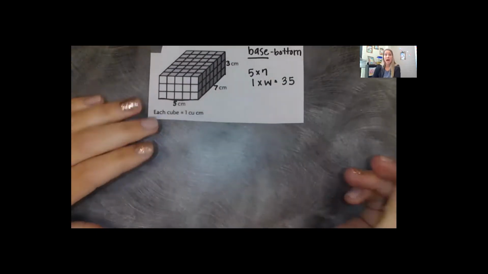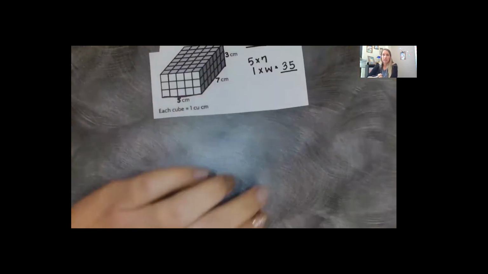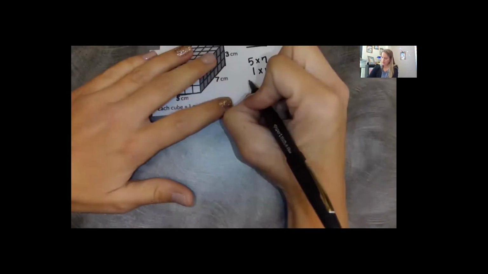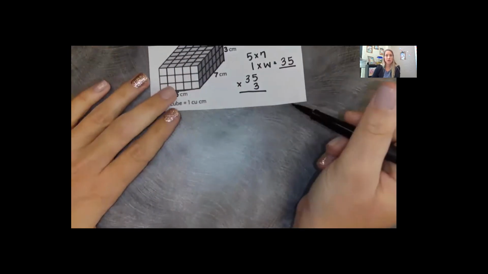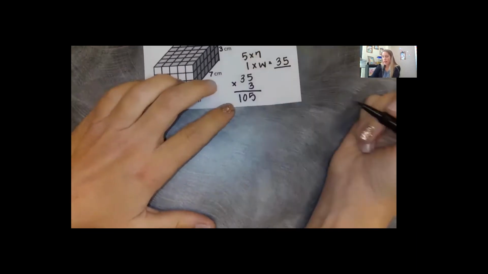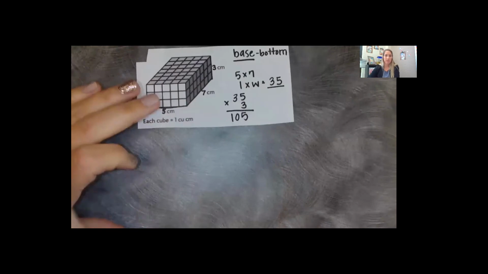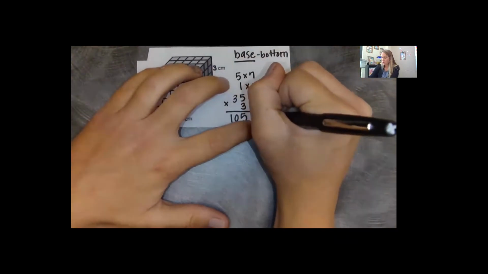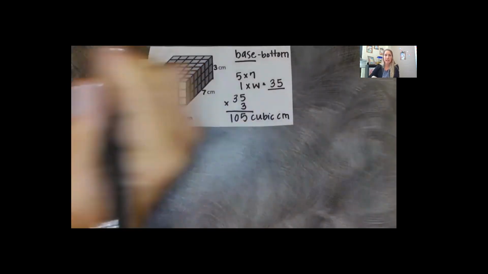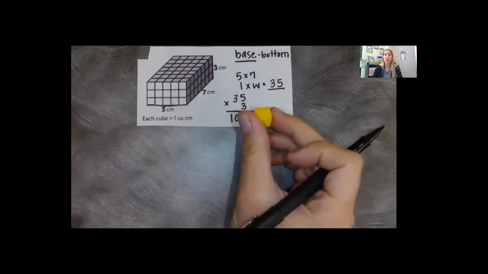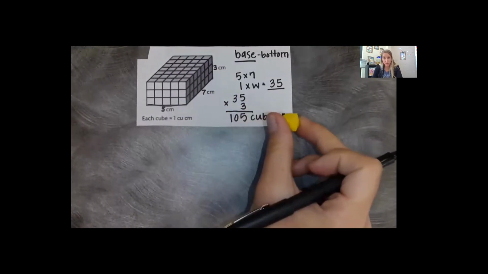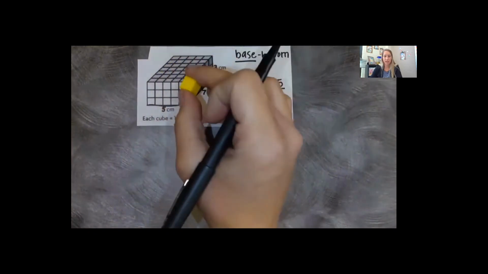Okay, that's right. I can take 35 cubes that make up the bottom layer, and there are 3 layers, so I can multiply to find the total volume. What is 35 times 3? 105. And so I would say this figure has a volume of 105 cubic centimeters. Why do I say cubic centimeters? I say cubic centimeters because remember, I'm counting the number of cubes that would fit or make up this figure.